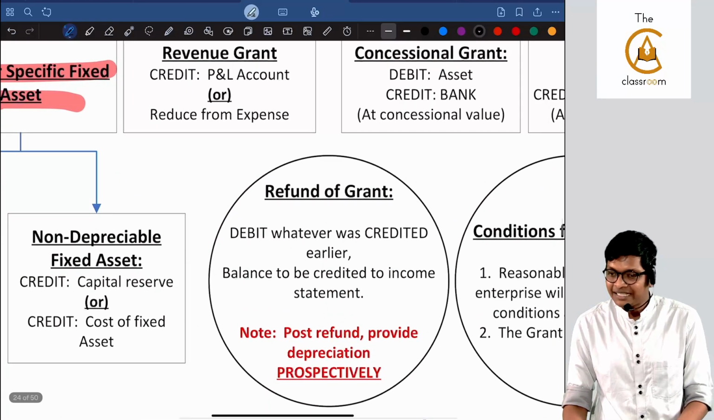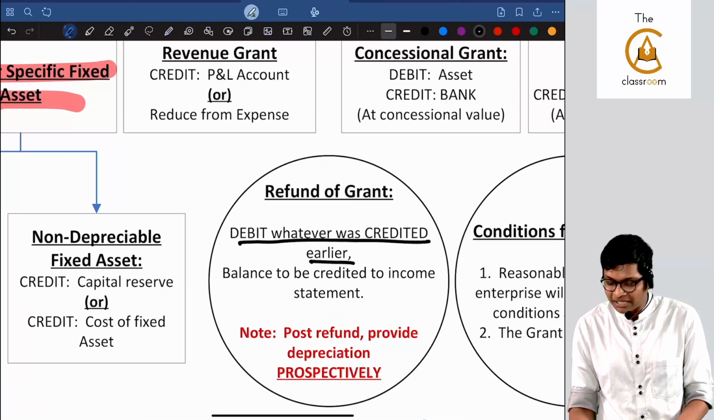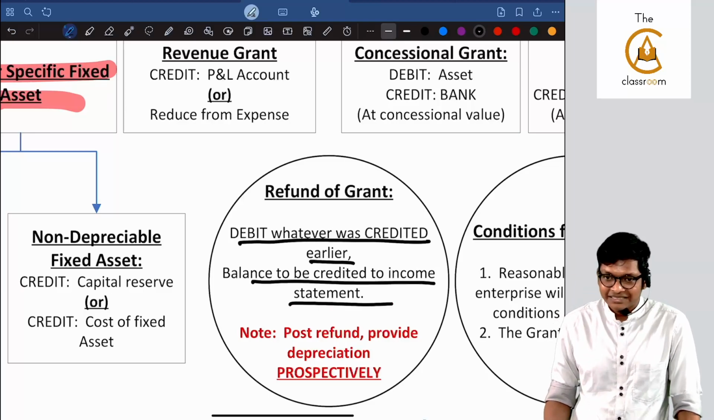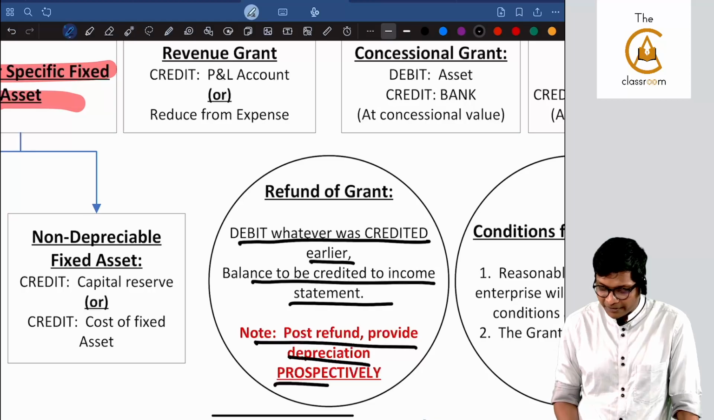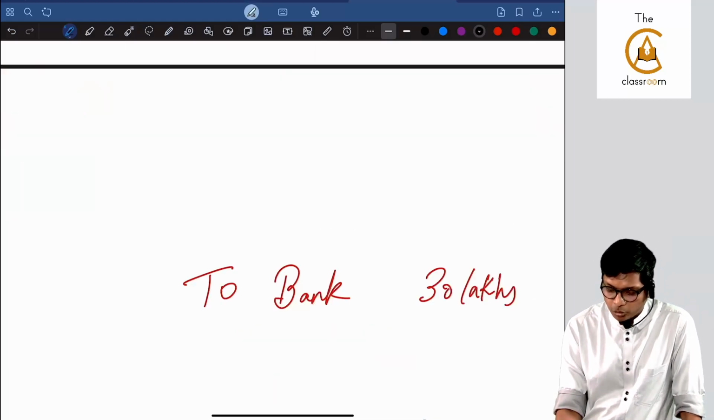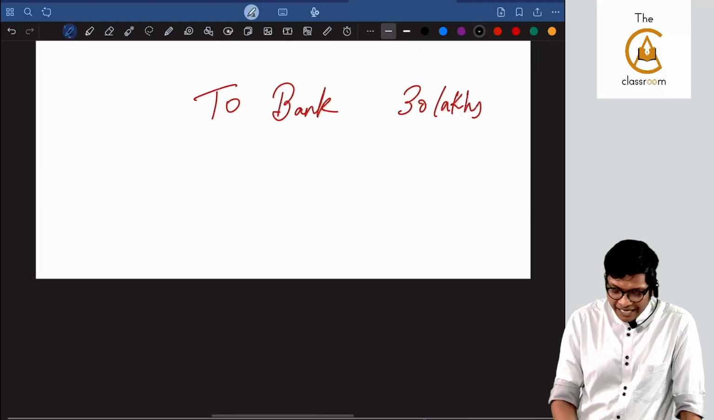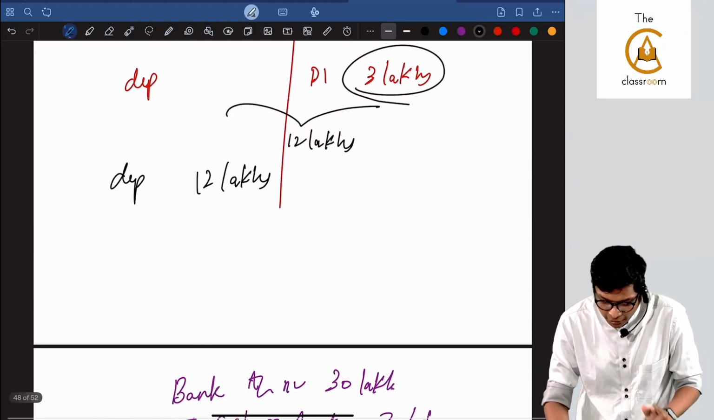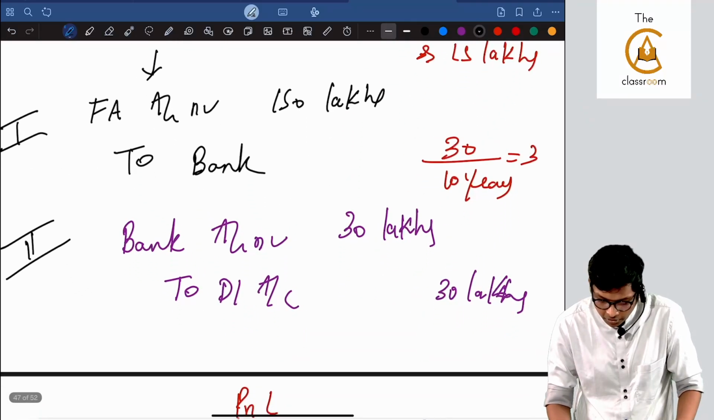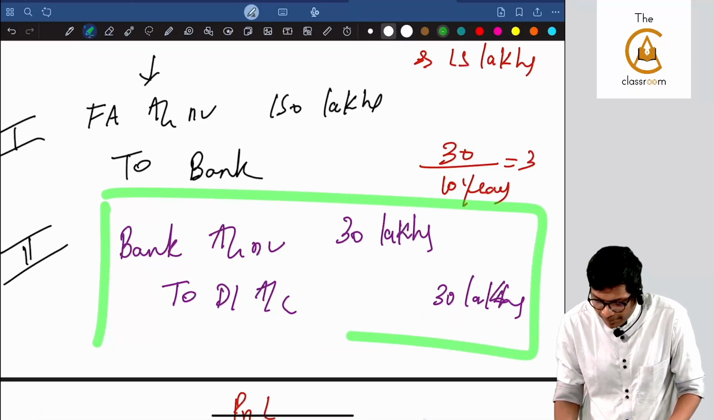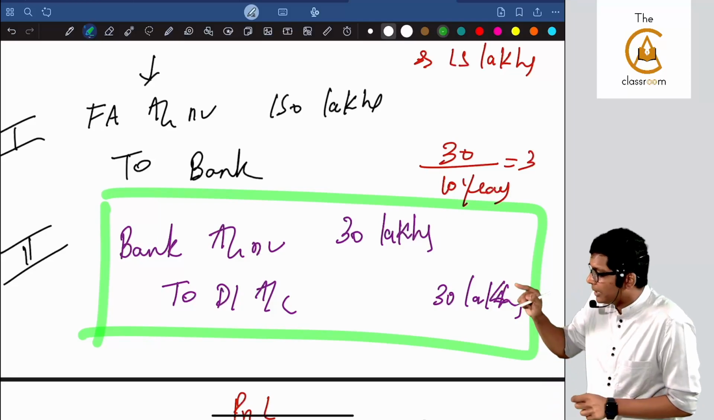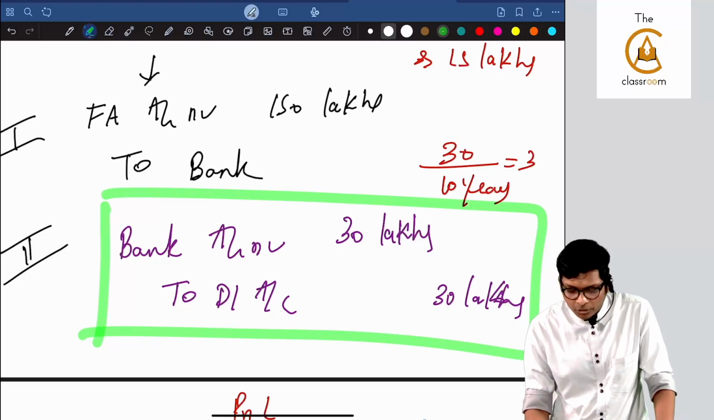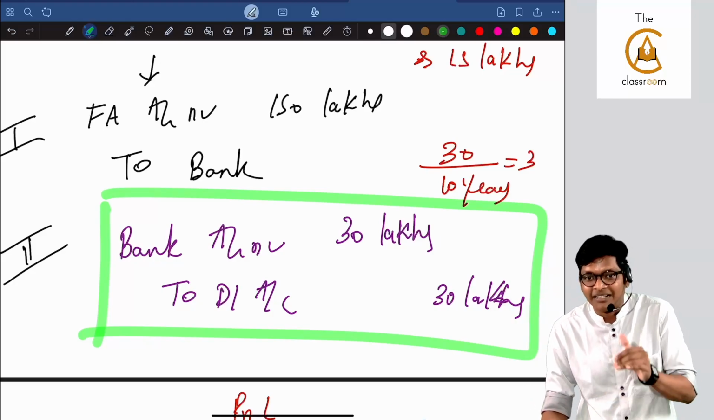So refund says debit whatever was credited earlier, and the balance is to be credited to the income statement, and post refund provide depreciation prospectively. So look at this. When I want to know what was the entry I passed in this question when I received the grant, I wrote it and showed you here, correct? The entry I passed when I received the grant was bank to deferred income. Do you guys agree with this? Hello everybody, understanding? Bank to deferred income was the entry when I received the grant.